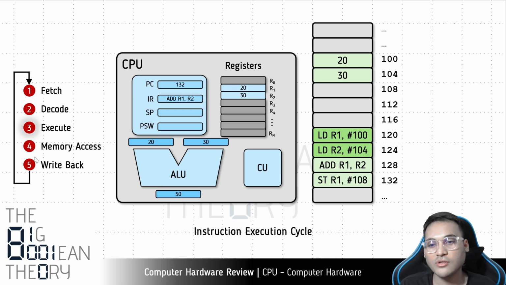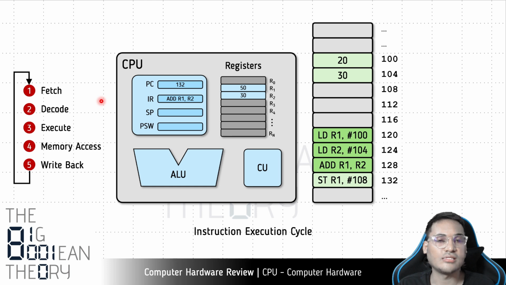And finally we'll go to the last step, that is write back. Since we produced a new value, that is 50, after adding 20 and 30, this value has to be written back, and where will it be written? It will be written to register R1. So add R1, R2: here it is saying add the values R1 and R2 and store whatever result has been produced back into R1. So now as you can see, R1 has the value of 50. So this completes the execution of our third instruction.